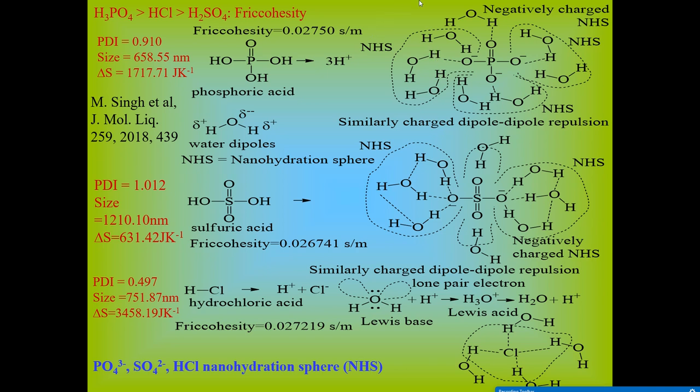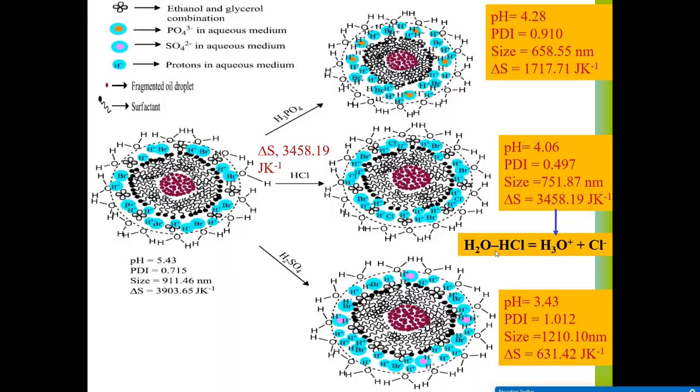It is also predicted that the friccohesity of the nanoemulsion with phosphoric acid is higher, because the coagulating or cohesive forces of water are not as strong as in the case of H2SO4. So if you see the friccohesity of the sulfuric acid, it is the least among all. So coagulating properties and the PDI, the polydispersity index, are correlated, and they basically reflect the interacting properties of these nanoemulsions.